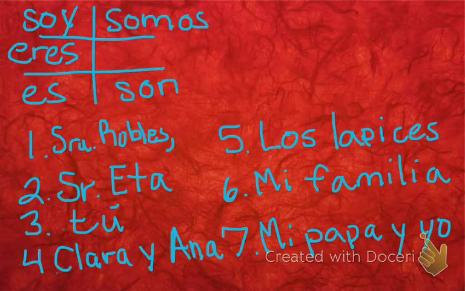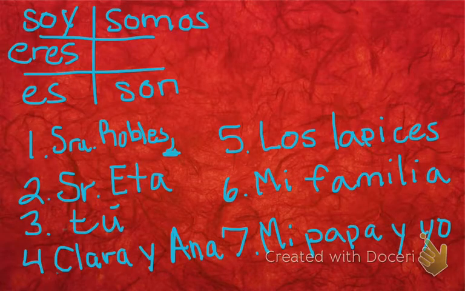So, in number 1, your subject is Señora Robles. But be careful. I've tried to trick you almost right off the bat because I've used this comma. We've referred to it a few times in class. Remember that comma means I am addressing Señora Robles. I am talking to her. In number 2, I am talking about Señor Eta. You can see there's no comma, so that means I'm talking about him.